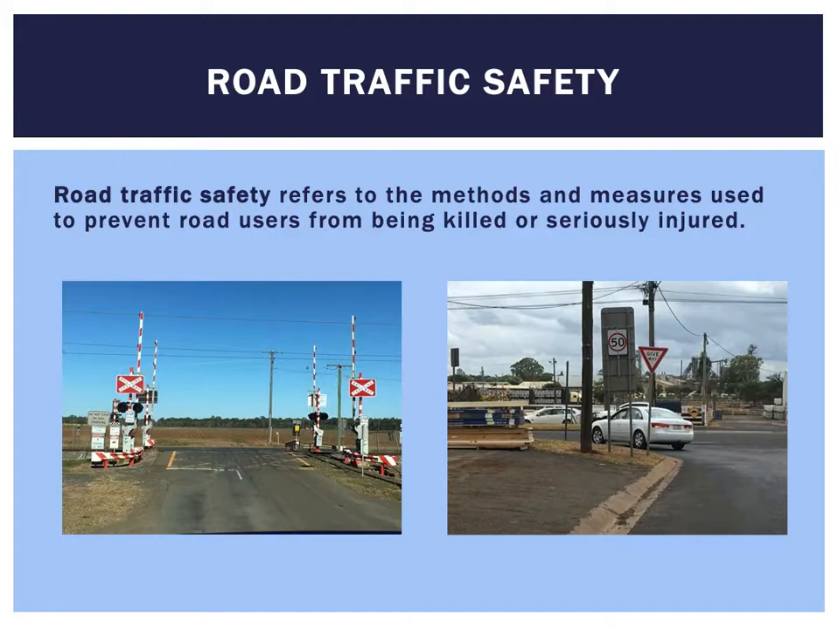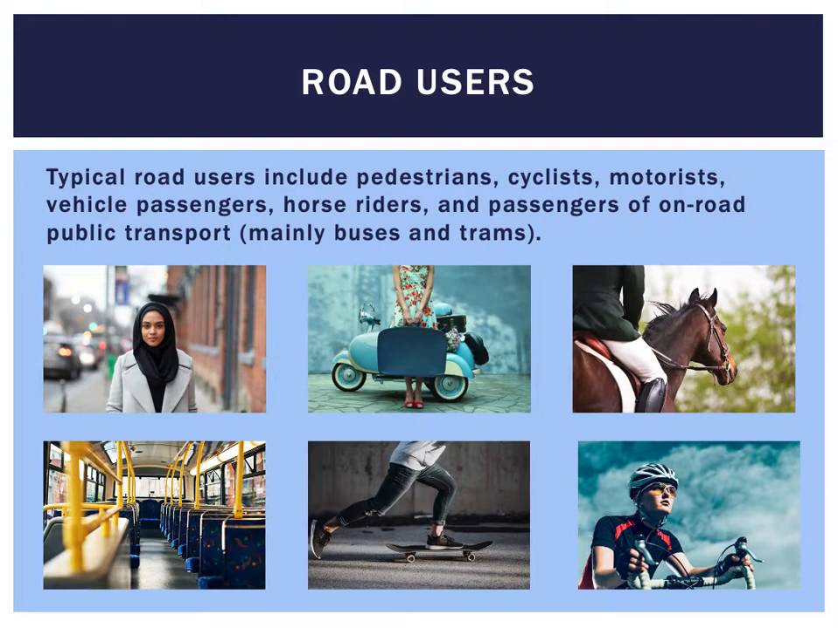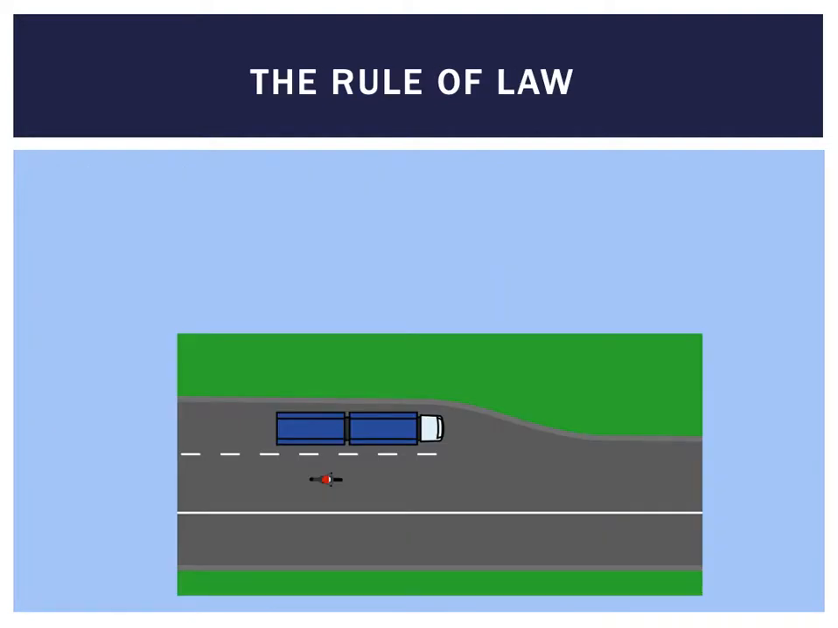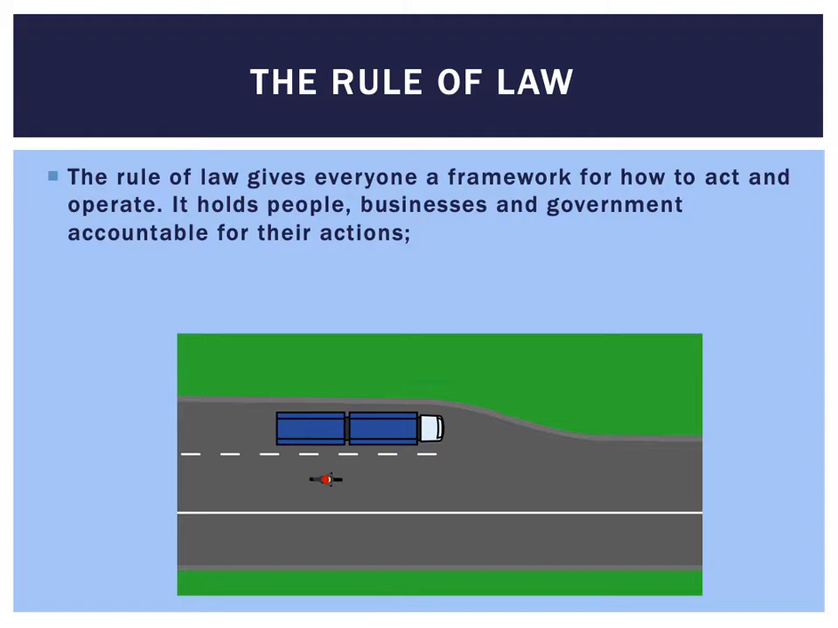Road traffic safety refers to the methods and measures used to prevent road users from being killed or seriously injured. Typical road users include pedestrians, cyclists, motorists, vehicle passengers, horse riders, and passengers of on-road public transport, mainly buses and trams.